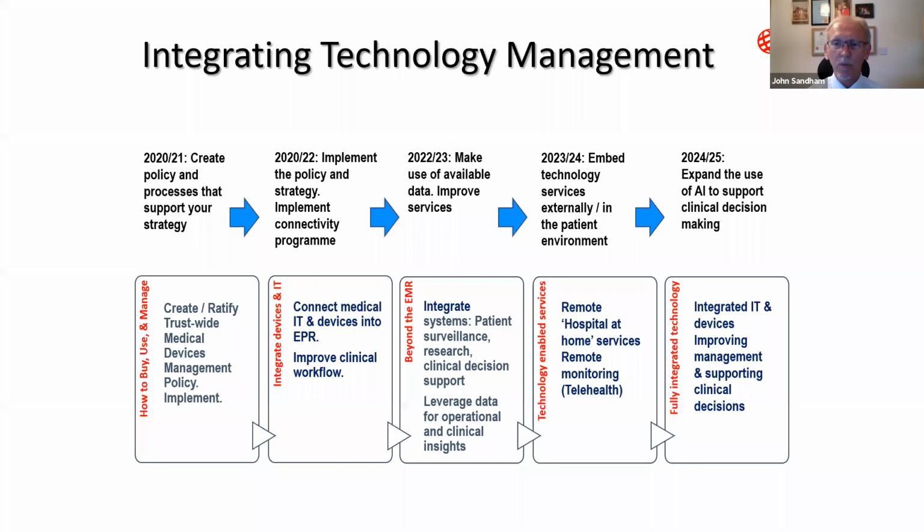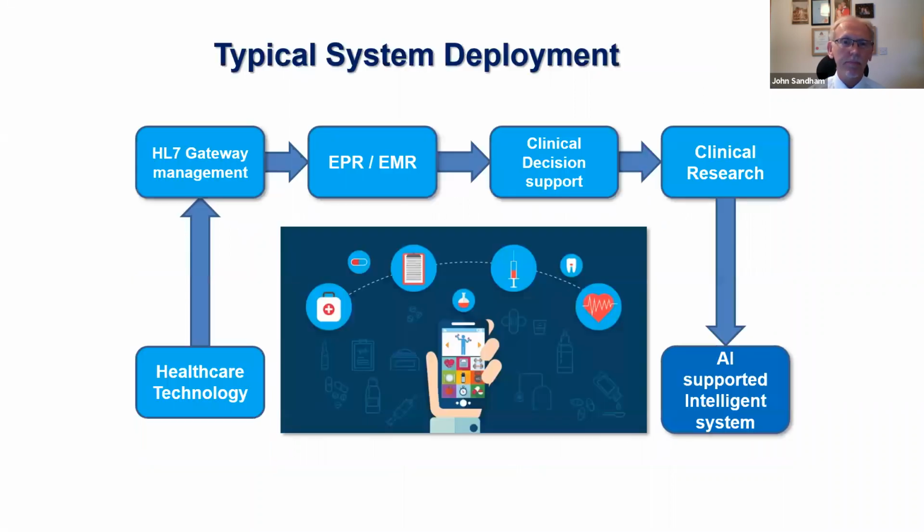In year 5, the organisation will have reached its 2020 vision of a connected healthcare organisation with improved management systems, improved clinical data, and improved clinical outcomes. This slide shows a typical system deployment, with data being pushed from the healthcare technology into the gateway management software, where it is processed for transmission to the electronic patient record. This is an instantaneous process with 100% accurate data entry. The data can then be used confidently for clinical decision support, clinical research, and finally pushed into the AI-supported intelligent systems. A small number of NHS trusts are already implementing this type of system deployment, but most haven't yet started.